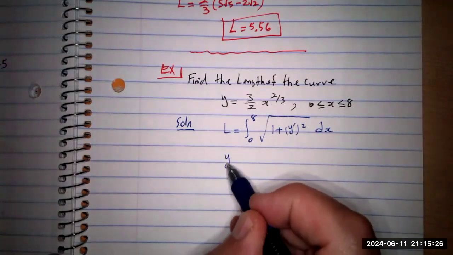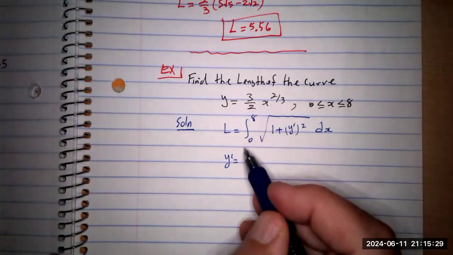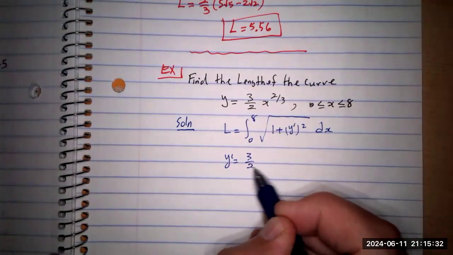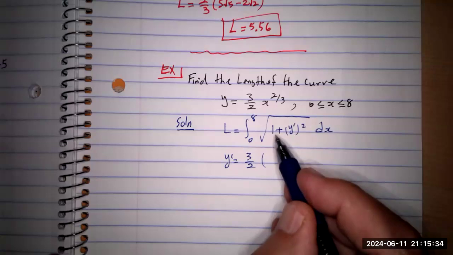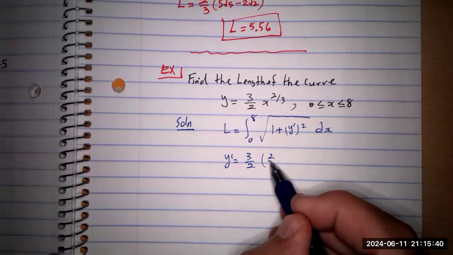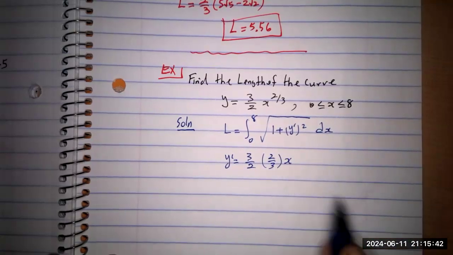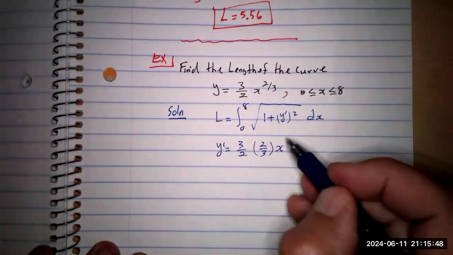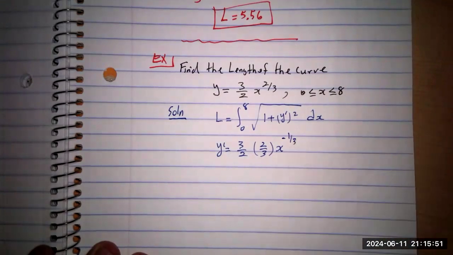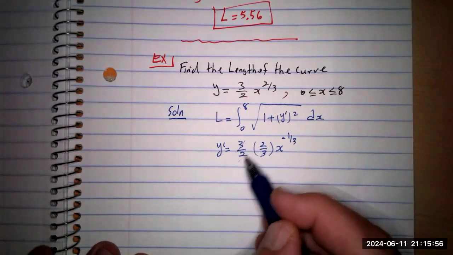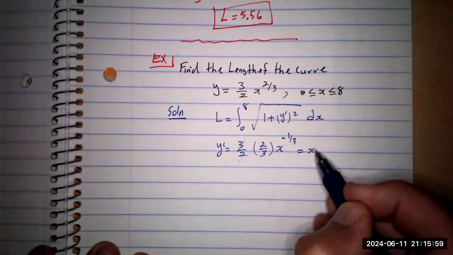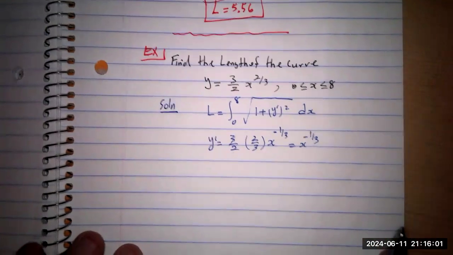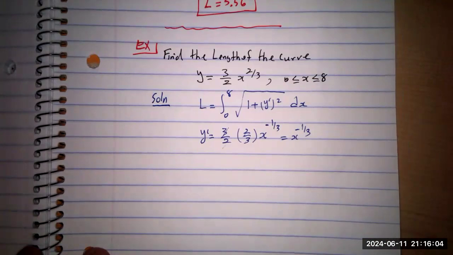So what's going to be y prime? y prime is equal to, differentiate, that's a 3/2. You differentiate this one, you bring the power down, so that gives you 2/3. That gives you 2/3 x to the... now that's the point, you see, 2/3 minus 1. 2/3 minus 1 would be negative 1/3. So this 3 and 3 cancel out, 2 and 2 cancel out. So the result would be x to the negative 1/3. This is going to be our y prime.